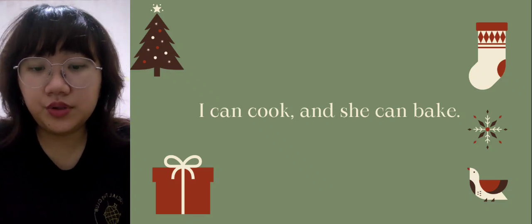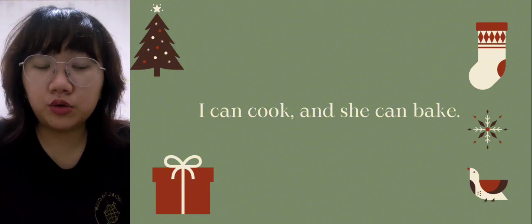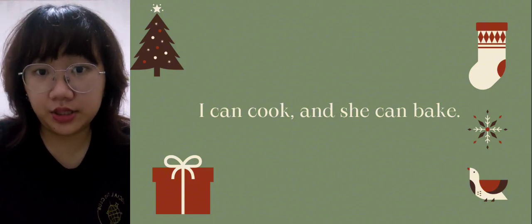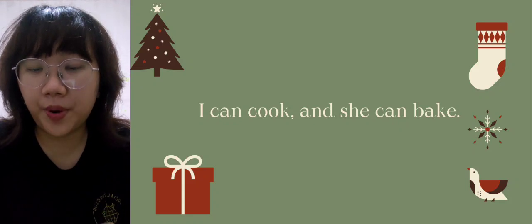We combine them using the coordinating conjunction. So it will become "I can cook and she can bake." As you can see, there is the compound sentence.